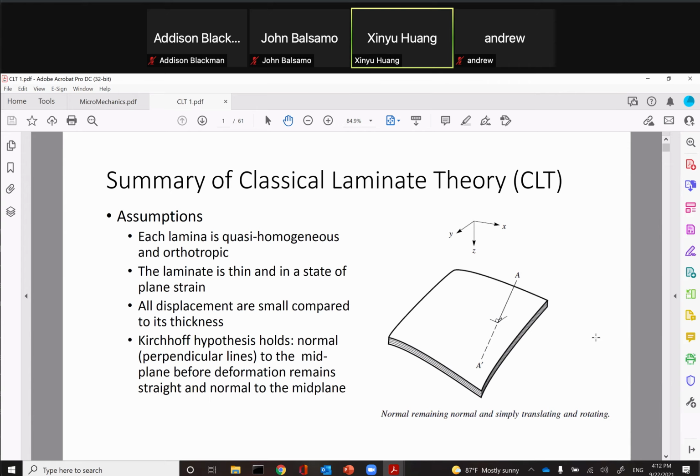You guys remember the theory for the beam? When you learn the basic beam theory, My over I, what is the underlying assumption that goes into the derivation of those things?